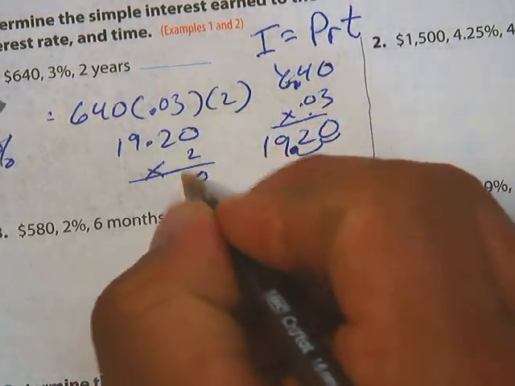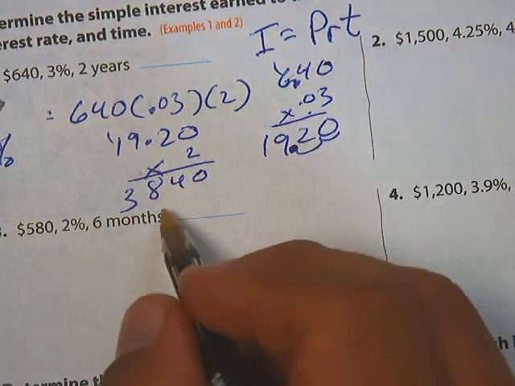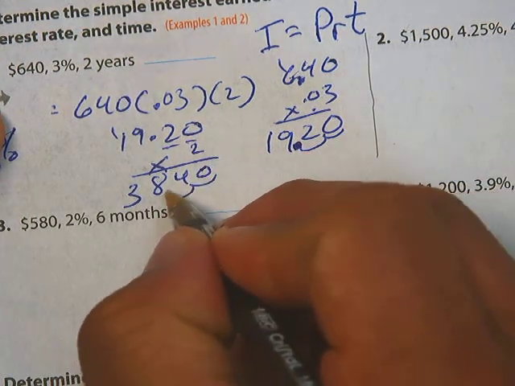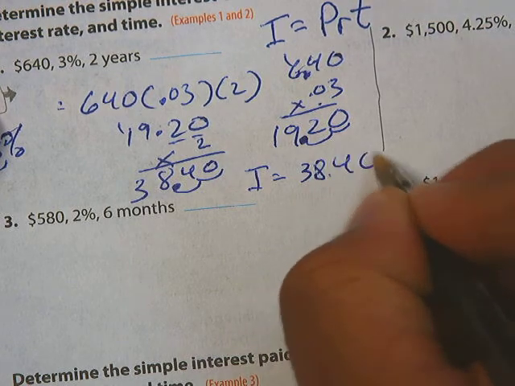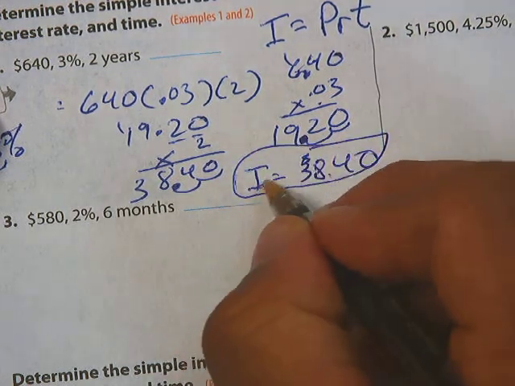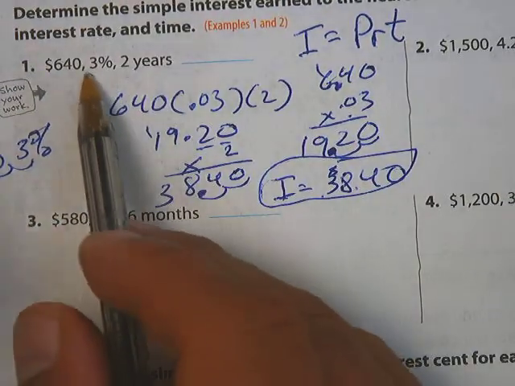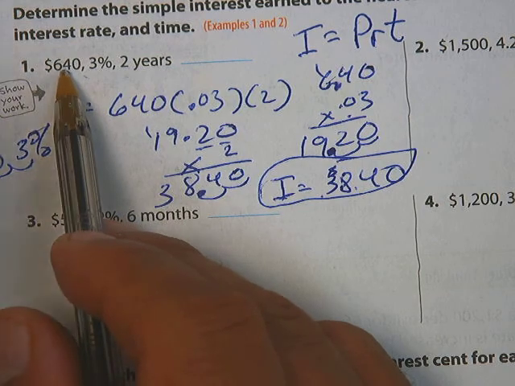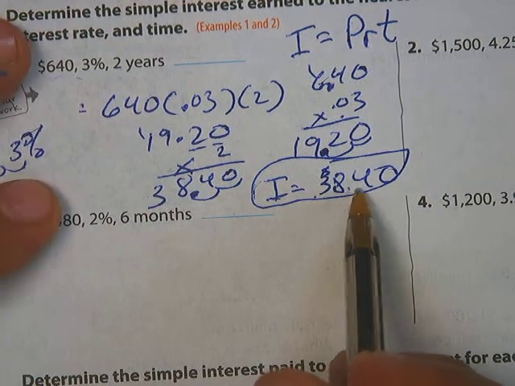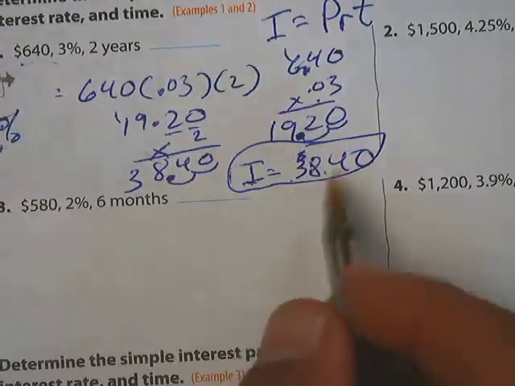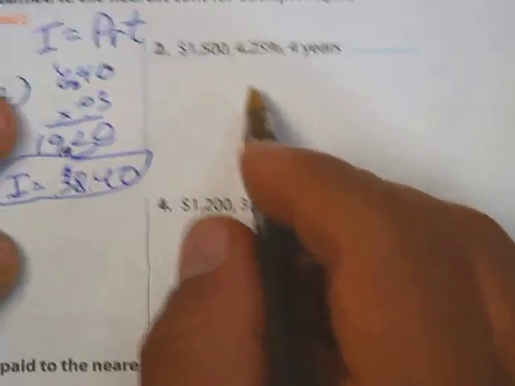Okay, so 1920 times 2: 2 times 0 is 0, 2 times 2 is 4, 2 times 9 is 18, 2 times 1 plus 1 is 3, 38, 40, and so now 2 numbers to the right, 1, 2, and so this is what the I equals, or the simple interest. So what does that mean? Well, that's how much this person's gonna pay at the end of 2 years if she borrows $640 at 3%. For 2 years, you're gonna be paying this much more. So 640 plus this, but the interest is just $38.40.